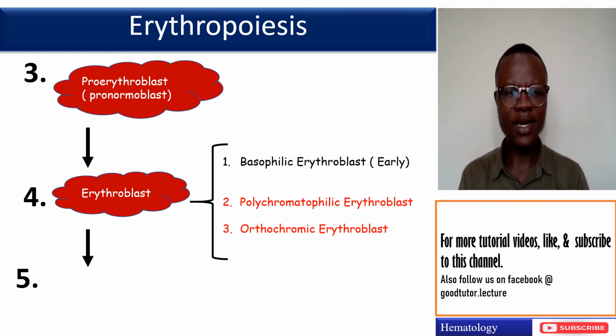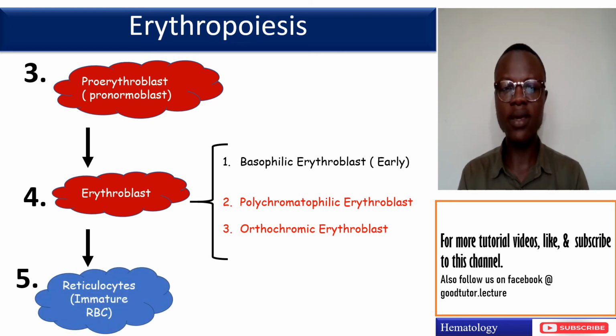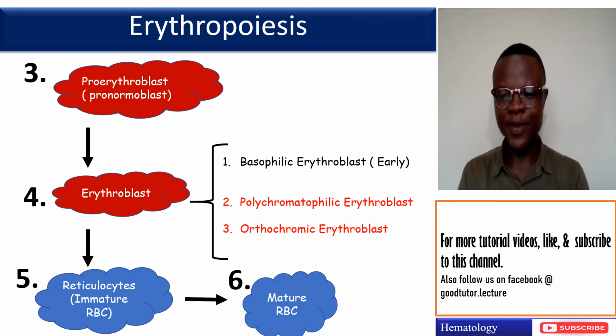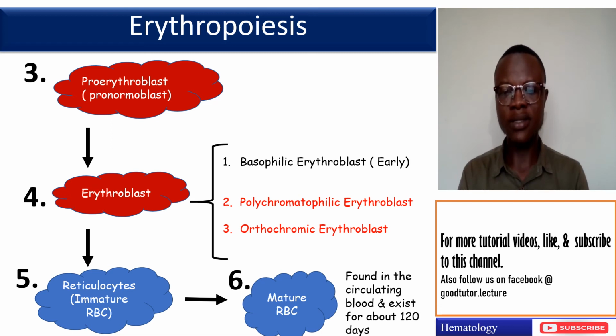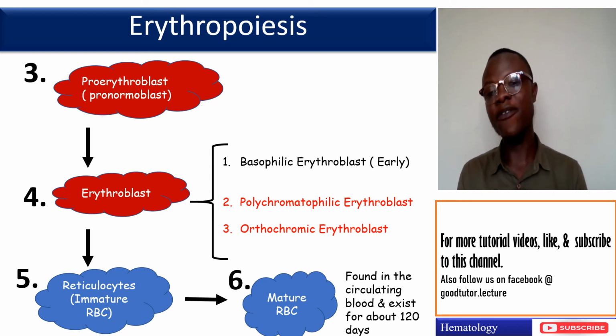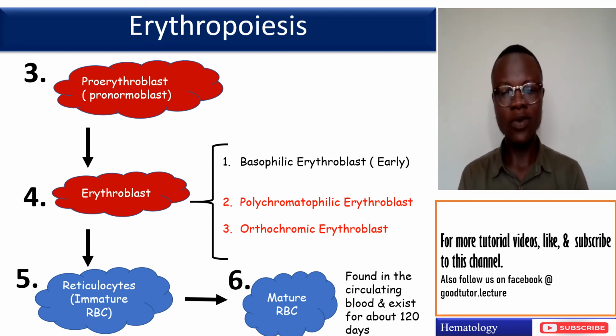Next, this cell goes on to form the reticulocyte, somewhat termed an immature red blood cell. So these cells go on to give rise to the red blood cell proper, or the mature red blood cell. These mature red blood cells are found in circulation and they exist for about 120 days, after which they are broken down and the components are recycled.